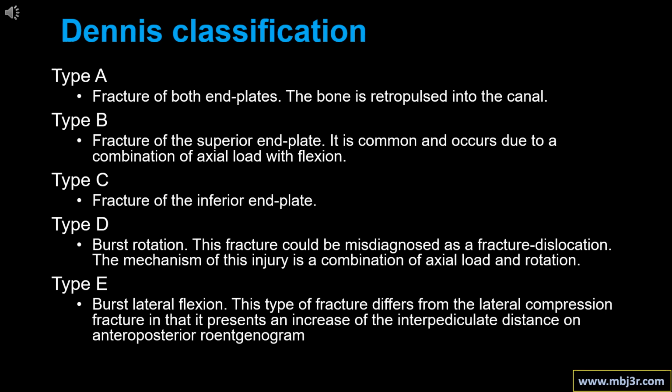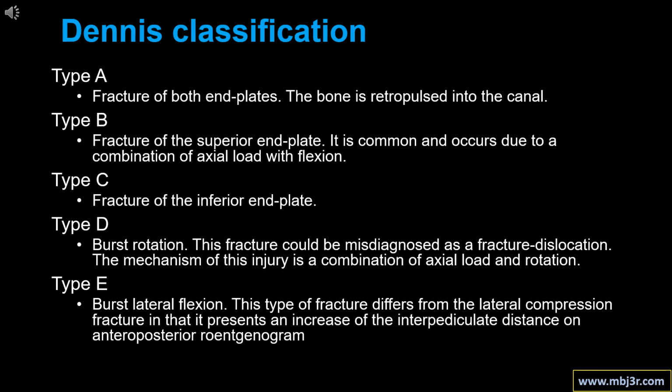Dennis classification of vertebral fractures. Type A, fracture of both end plates. The bone is retropulsed into the canal. Type B, fracture of the superior end plate. It is common and occurs due to a combination of axial load with flexion. Type C, fracture of the inferior end plate.